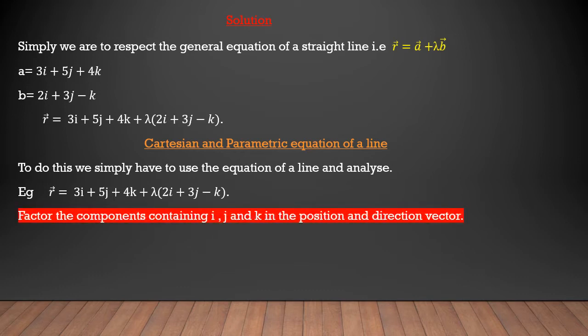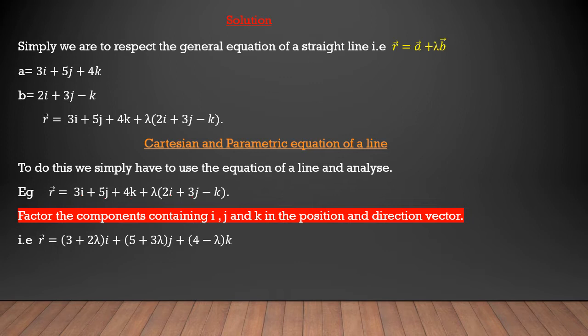Firstly, you have to factor the i and j components in both the position vector and the direction vector. I'm going to take the 3i here, and the 2i plus the lambda, you don't forget, you factor it as i. You take the 5j plus the 3j, and then you don't forget your lambda still, and take the k. As simple as that.